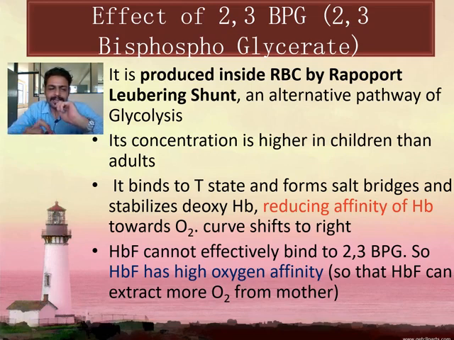See, the important point is HbF. HbF cannot effectively bind to 2,3-BPG. So hemoglobin F has high oxygen affinity. See, you have to use your logic. In the lungs, what happens? The partial pressure of oxygen is 100 millimeter mercury. So when the hemoglobin comes there, it is completely saturated with oxygen. But think about the fetus. Is the fetus breathing inside the mother's womb? No. It is deriving the oxygen from the mother's venous circulation.